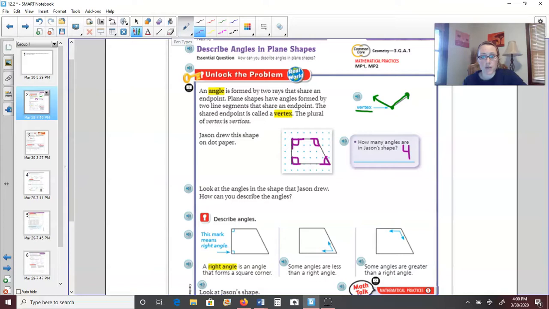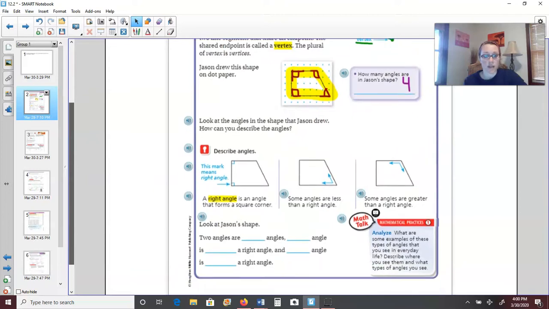Boys and girls, let me tell you a little secret. If a shape has 4 sides, 1, 2, 3, 4, it will also have 4 angles. So if a shape has 3 sides, it will have 3 angles. If a shape has 6 sides, it will have 6 angles. So that's a little trick.